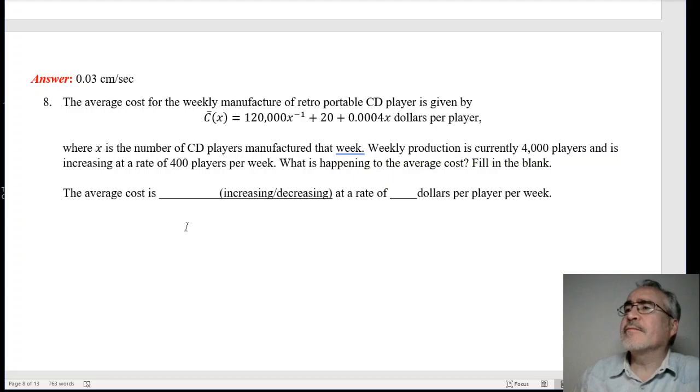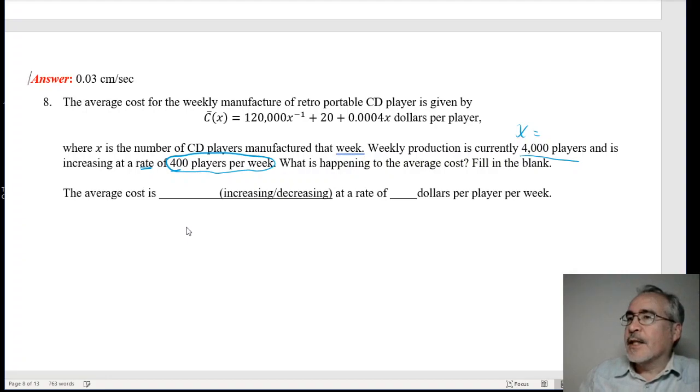See this one, they don't really tell us too much, but they give us the average cost function in this case. So for 8, the average cost for the weekly manufacture of retro portable CD players is given by this function here, where x is the number of CD players manufactured that week. Weekly production is currently 4,000 players. So that's an x value, right? That's what they told us. Weekly production, x, is the number made in a week, and is increasing at a rate, so here's a derivative, of 400 players per week. That's the derivative, the dx dt, right? Let's go ahead and label that.